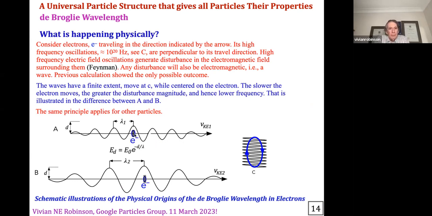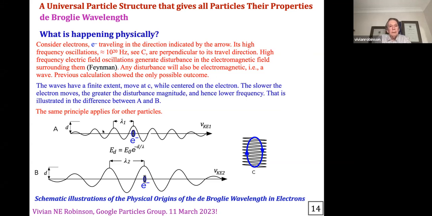It's moving perpendicularly; its rotation is perpendicular to its direction of travel. And this shows rather crudely the fact that there will be a very high frequency oscillation generated for an electron, about 10 to the 20 hertz, which is fairly high. Now, those who have studied Feynman will know that high frequency electric field oscillations generate disturbances in the electric field. So the only disturbance that can be is electromagnetic.